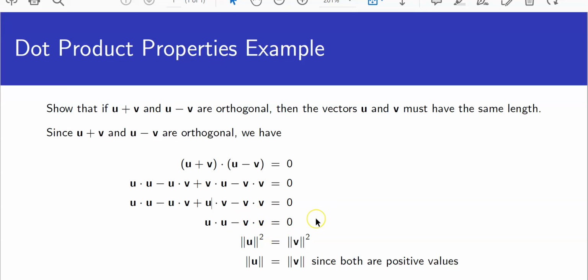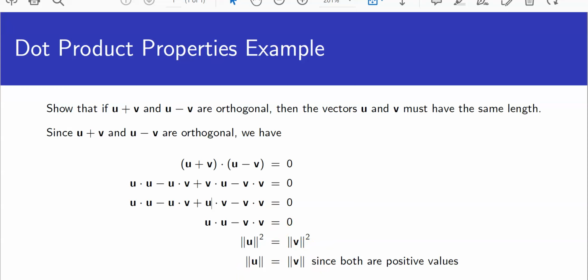Moving the v dot v to the right-hand side and then recognizing, oh yeah, when I dot a vector with itself, I get the magnitude squared or the norm squared. So I've got magnitude of u squared equals magnitude of v squared. And then we take the square root of both sides.